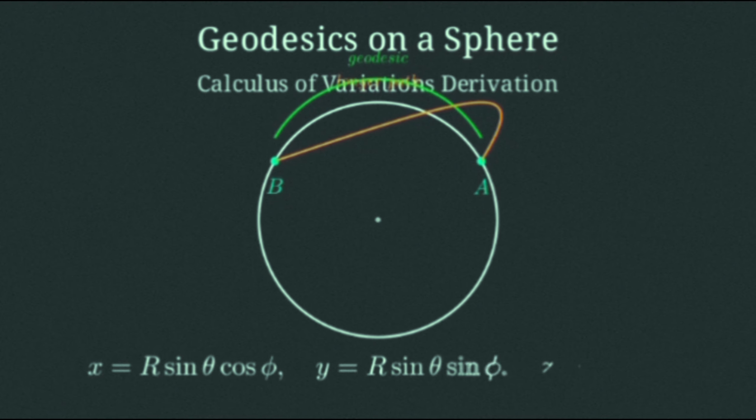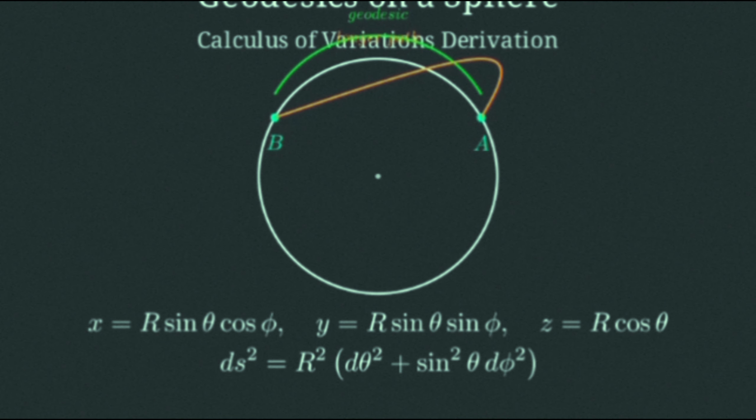We use spherical coordinates. Radius r, polar angle theta and azimuthal angle phi. The Cartesian coordinates are given by x equals r sine theta cosine phi, y equals r sine theta sine phi, and z equals r cosine theta. The arc length element on the sphere is ds squared equals r squared times d theta squared plus sine squared theta d phi squared. Now we build the functional to minimize.